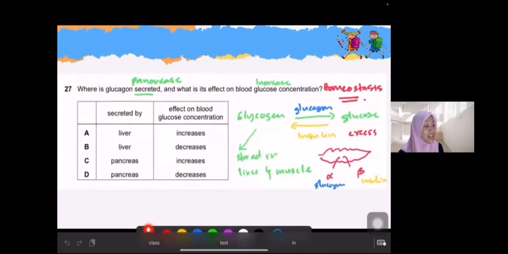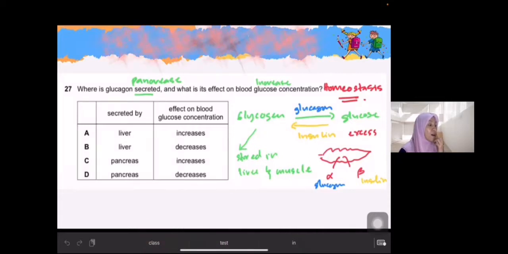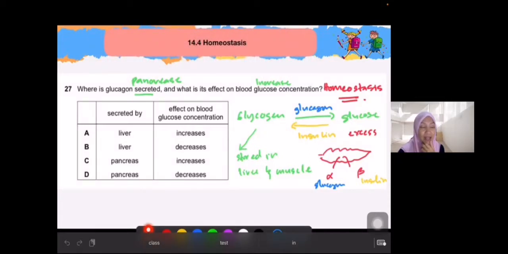Satu lagi. This is homeostasis. This one also I share with the students. This is 14.4, homeostasis. Where is glucagon secreted and what is its effect on blood glucose concentration? Okay. So because dia kata glucagon, maka nota tu bermula dengan glucagon. Glycogen will be broken down by glucagon into glucose.